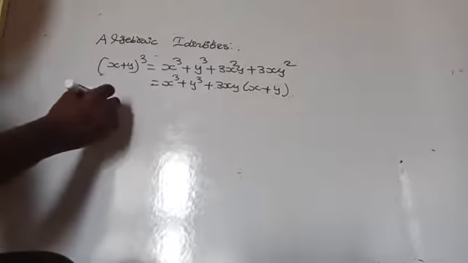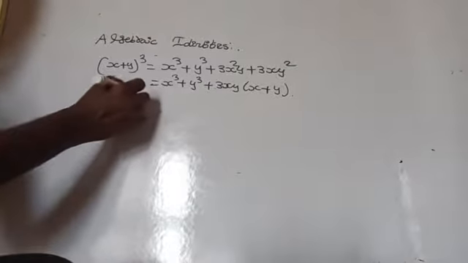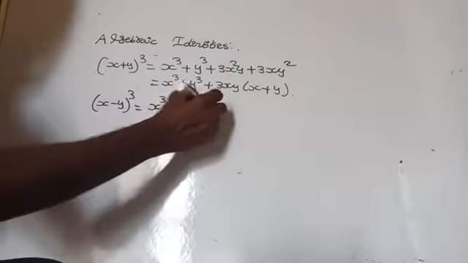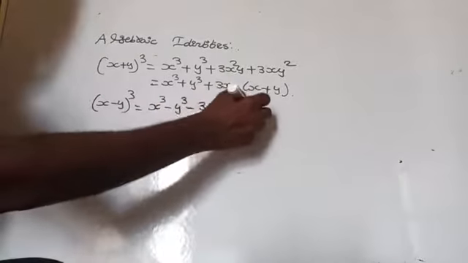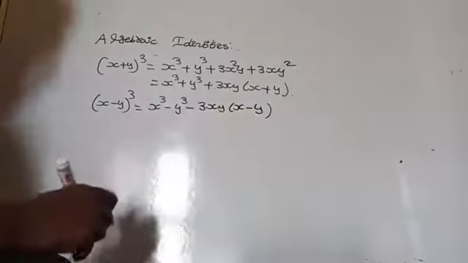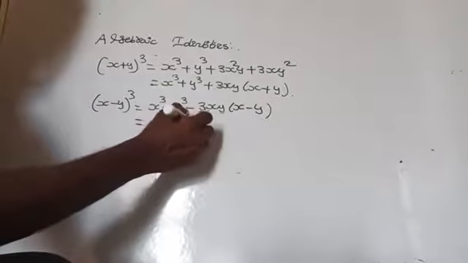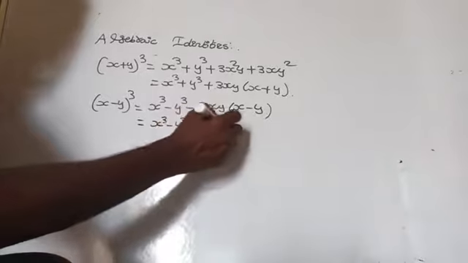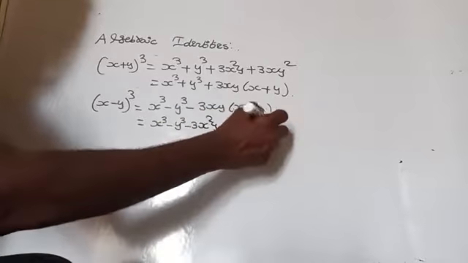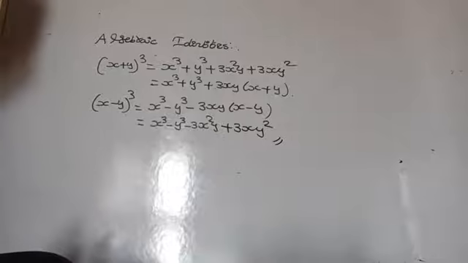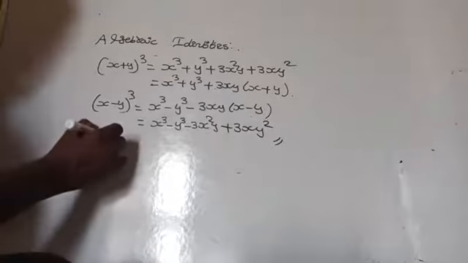Then (x - y) the whole cube. That means x cube minus y cube minus 3xy into (x - y). Then another form is x cube minus y cube minus 3x square y plus 3xy square.